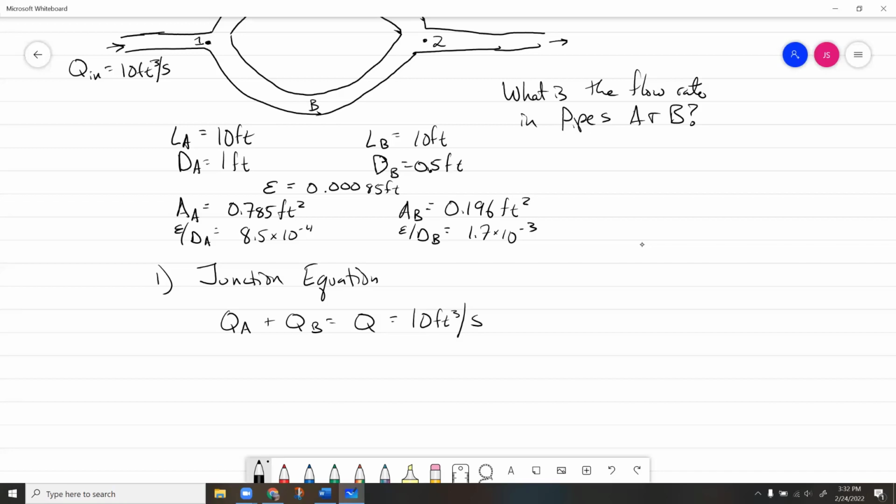And then let's write out the loop equation. The loop equation is just saying that whatever pathway you take, you're going to have the same energy loss. And we're keeping it simple. We're not doing minor losses, just major losses. So head loss, depending on which path you go, is equal to the major losses: fA, LA, over DA, VA squared over 2g. And that should be equal to the major losses through pipe B.